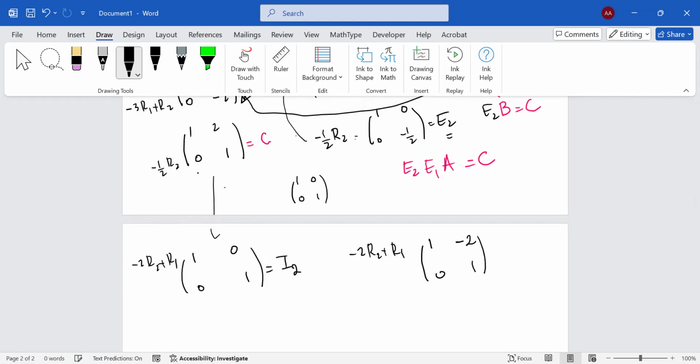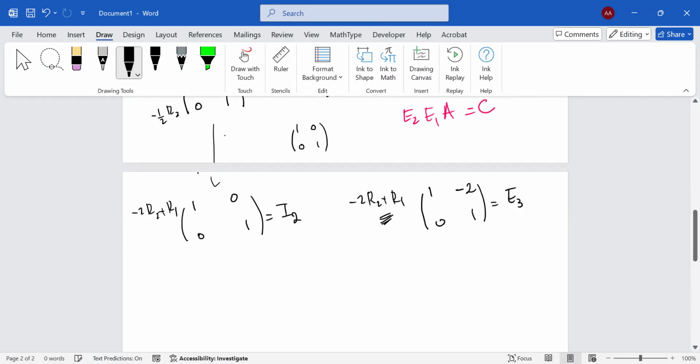Remember, everything we do, we do it on the identity. All this stuff right here on the right side, we do them on the identity. We don't do them on the elementary matrix above. We do them on the identity. Please avoid that mistake. Okay? So this is E3 right here.